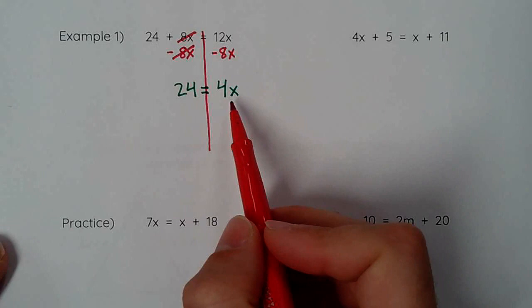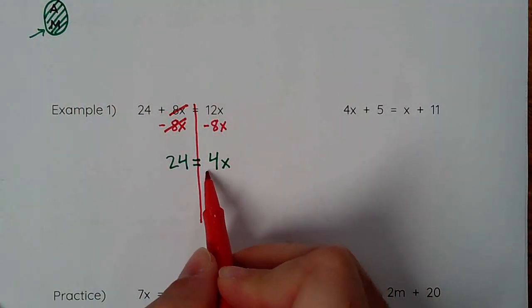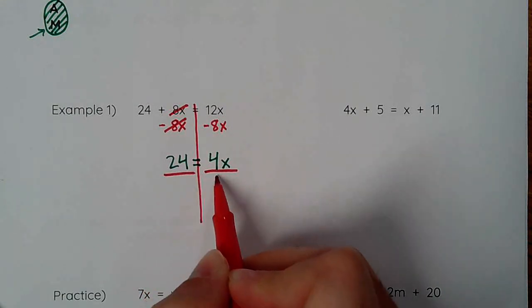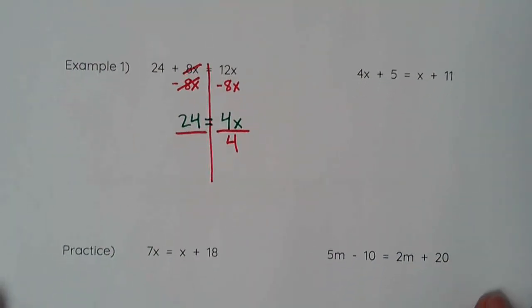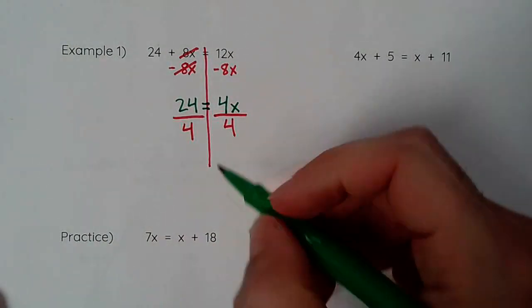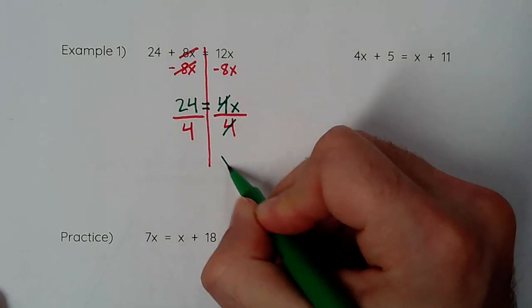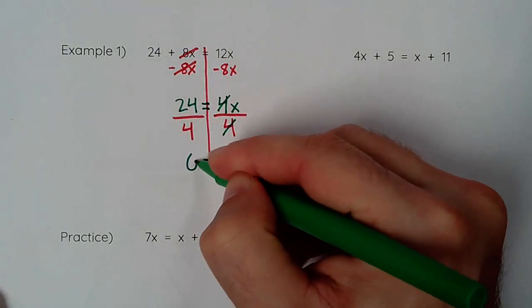And again, I'm going back to this step here, multiply or divide. I'm going to divide here, just to make sure that those last two letters are familiar to us. Divide by 4 and divide by 4. Cancel, cancel. x equals 24 divided by 4, which is 6.